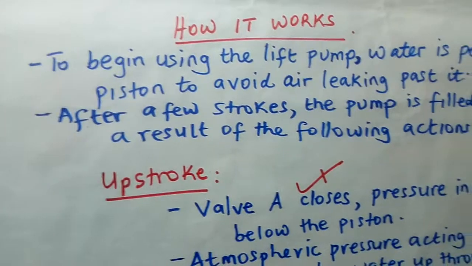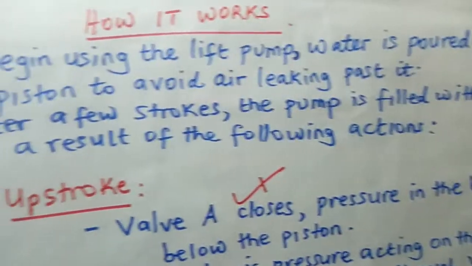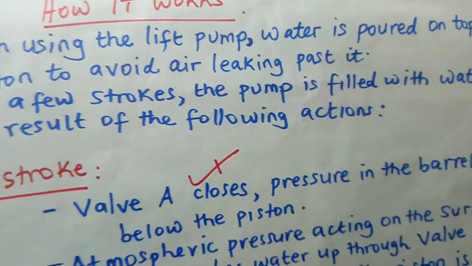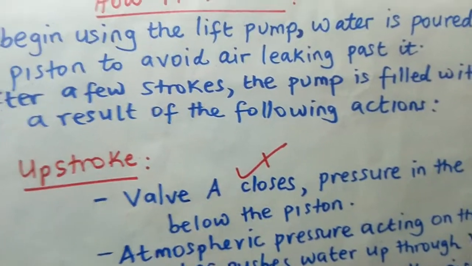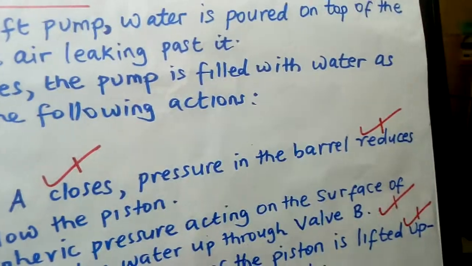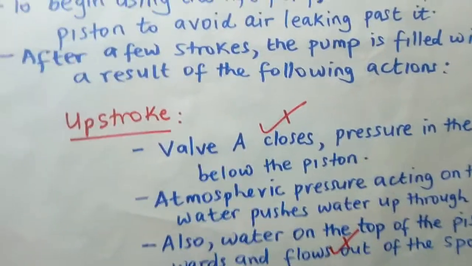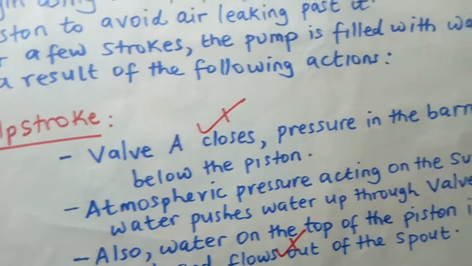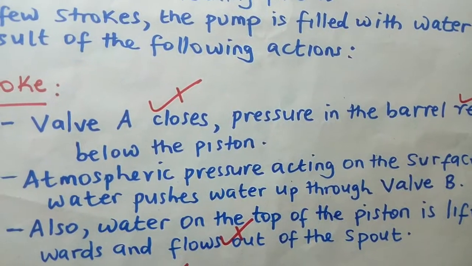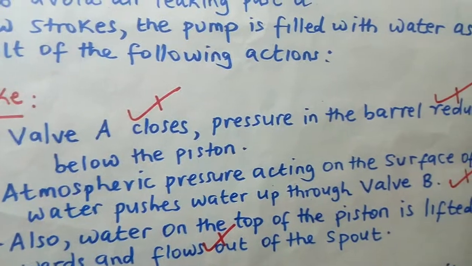To begin using the lift pump, water is poured on top of the piston to avoid air leaking past it. After a few strokes, the pump is filled with water as a result of the following actions. In the upper stroke, valve A opens, pressure in the barrel reduces below the piston. So valve A closes.